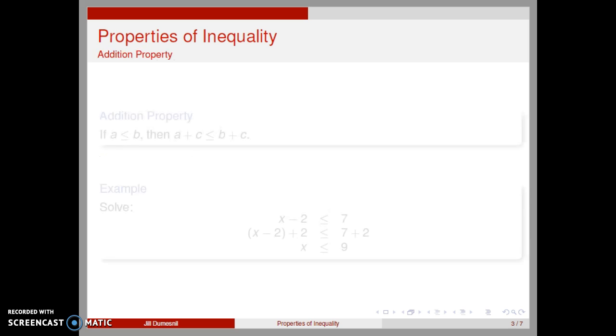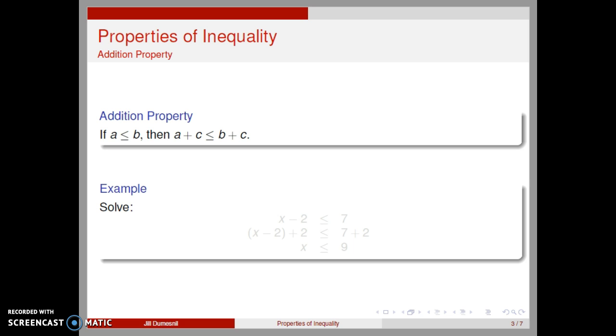The next four properties are particularly useful when solving inequalities. The addition property says if A is less than or equal to B, then A plus C is less than or equal to B plus C. In other words, we can add any quantity to both sides of a given inequality.